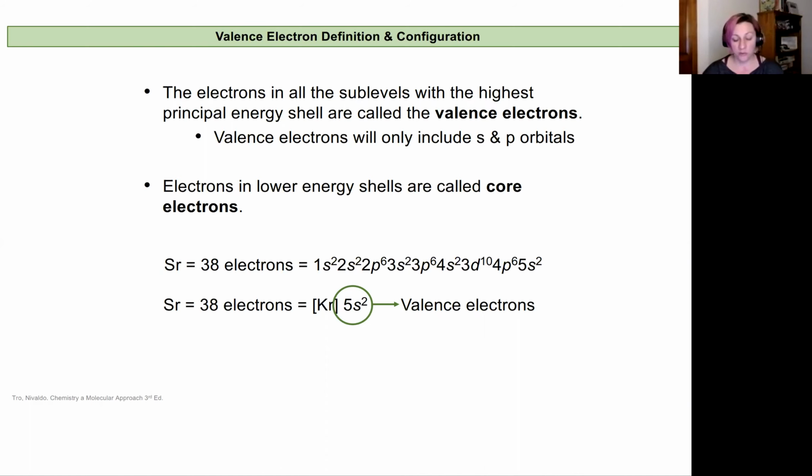So these are only going to include s and p orbitals because we'll always fill the next energy level's s orbitals before we fill the d orbitals for any level. So our valence electrons are always s and p orbitals of the highest n quantum number in an electron configuration. Anything else that isn't a valence electron is called a core electron.